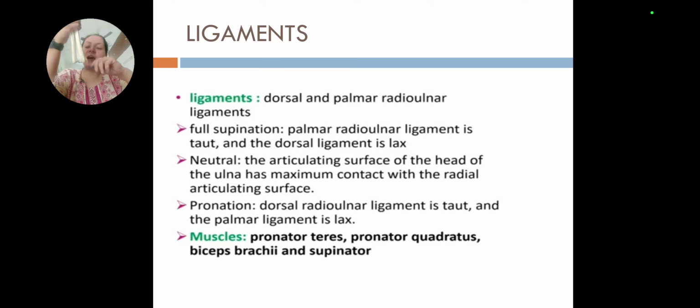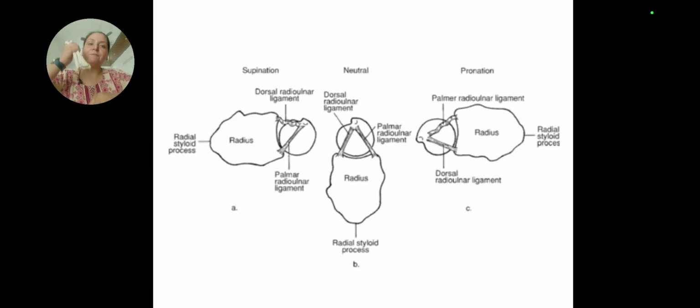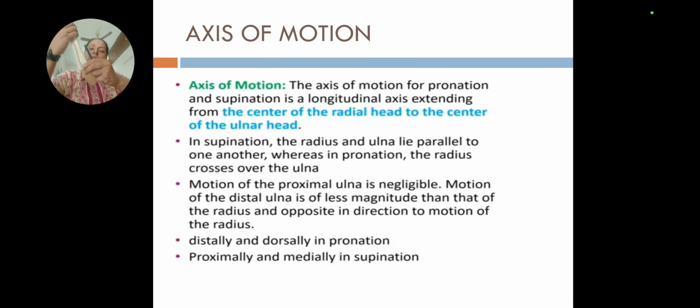And the muscles, you know, are basically the pronator teres, pronator quadratus, biceps, and supinator muscles. Now I wanted to show it in a figure. If this is the diagram, in A, which is for supination, you see that the dorsal radio-ulnar ligament is lax, whereas the palmar radio-ulnar ligament is taut. In the C diagram, the palmar radio-ulnar ligament is slack or lax, and the dorsal radio-ulnar ligament is taut. B is the neutral, or normal, position of the inferior radio-ulnar joint.